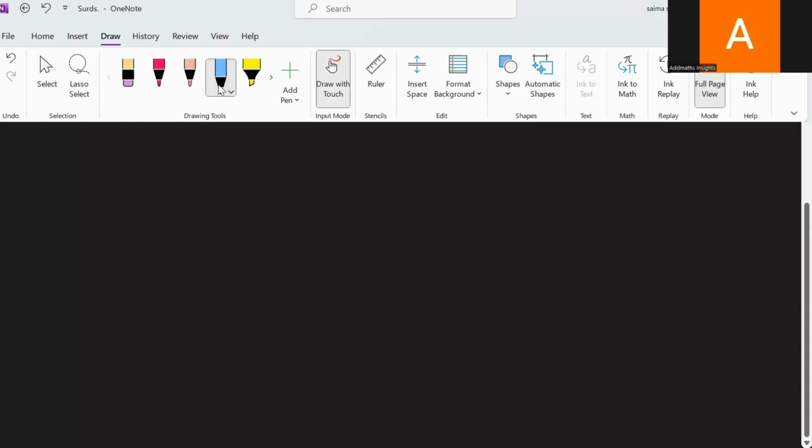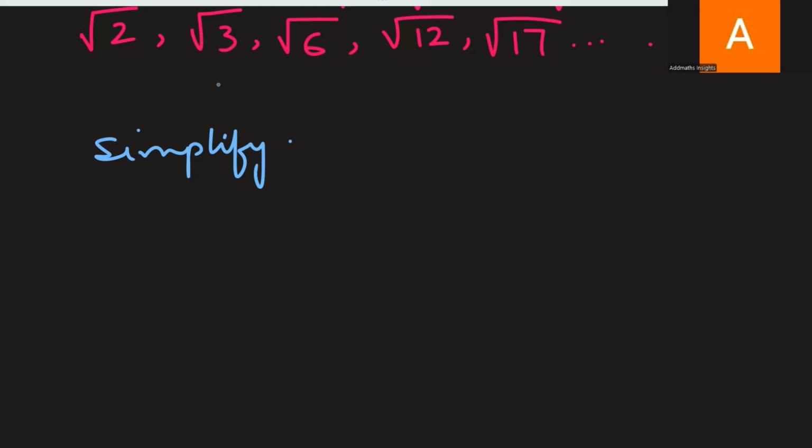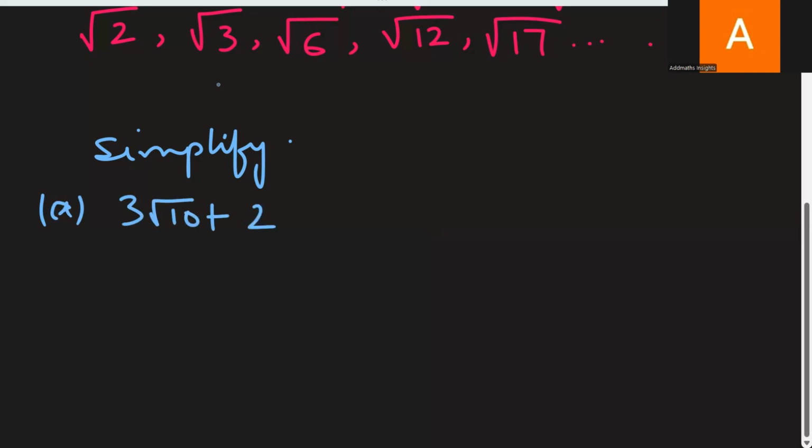Now, for example, you have to simplify. I will do some questions from your book as well. For example, the question is simplify. In the case of simplification, you are given surds like 3 square root of 10 plus 2 square root of 10. So they both are square root of 10, and they are the same.